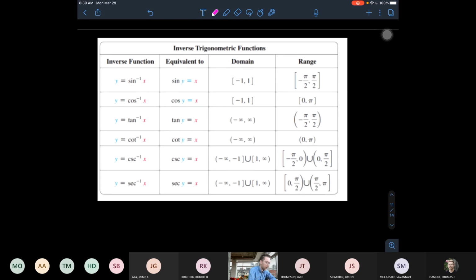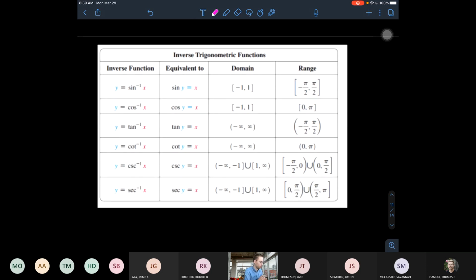So here is a table that I wanted to share with you all. This is in the notes, so if you want to go back to the notes at some point during your exam or something, that's fine, you can check this out. These are the domain and range of all of these untransformed inverse trigonometric functions.